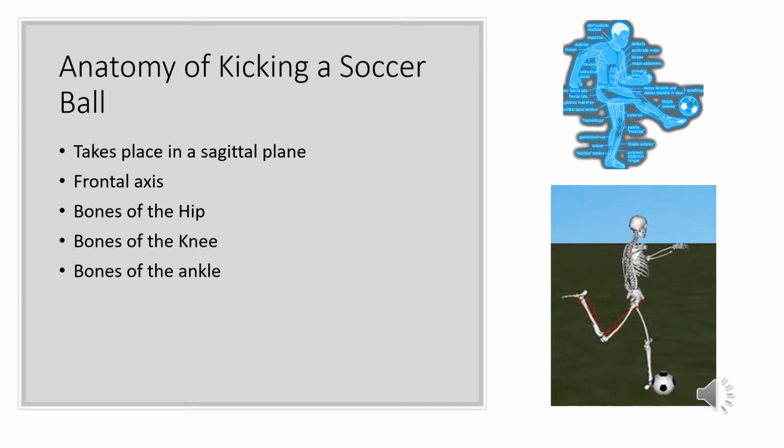There are many different bones within the ankle, hip, and knee joints that are used during an instep kick. In the hip, the femur and pelvic girdle form the ball and socket joint that is the hip. This is important because the ball and socket joint allows for multi-directional movement of the hip.